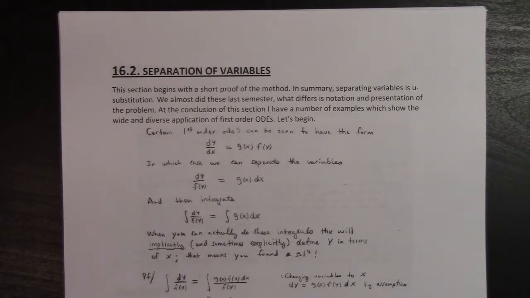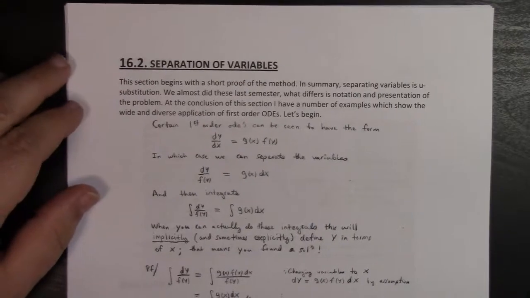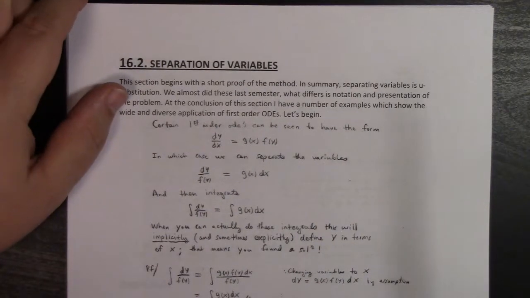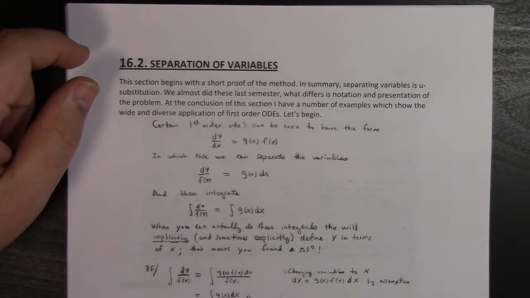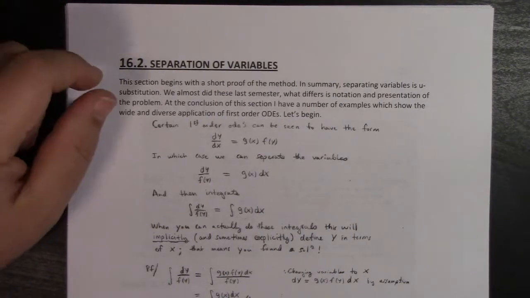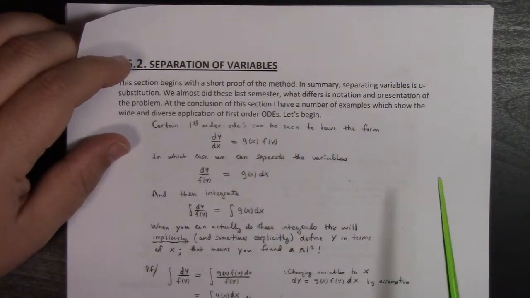Alright, so separation of variables. And I think I may have given the wrong impression. And the last thing, you may incorrectly have heard me say I'm not going to test on the Euler's method. I think that's an overstatement. It could happen. Alright, anyway.